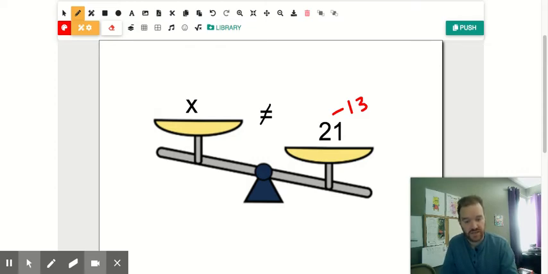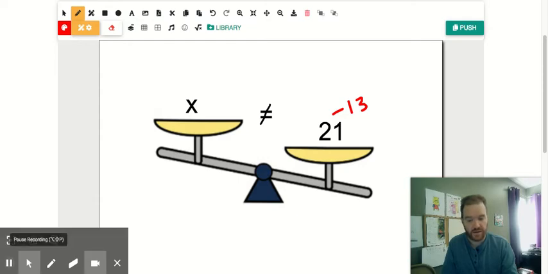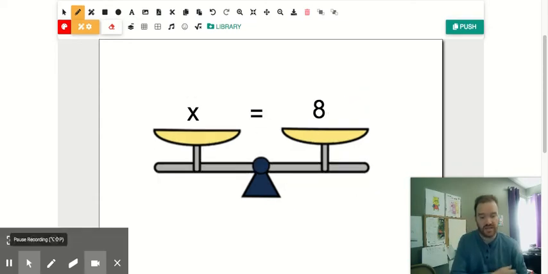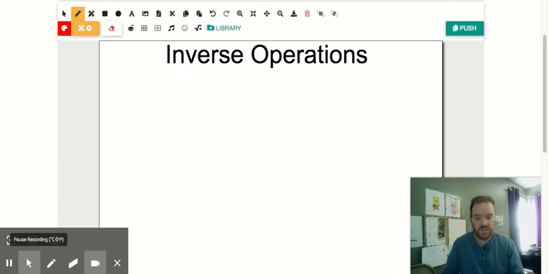If I subtracted 13 over here, I have to subtract 13 over here. Let's see what happens when we do that. We get 8 on that side, and this scale is now balanced out again. So now we know that x equals 8. What we just did was called inverse operation. We did the inverse operation in order to figure out what x equals.